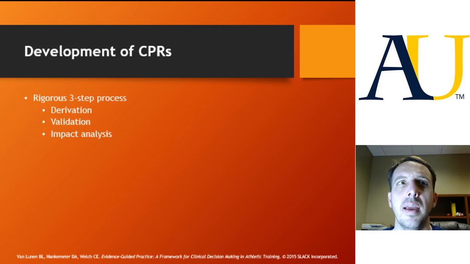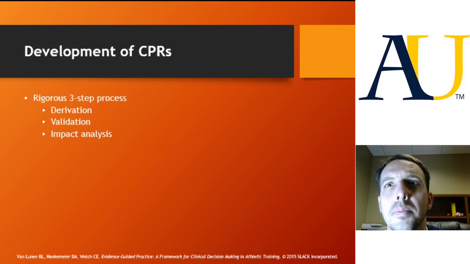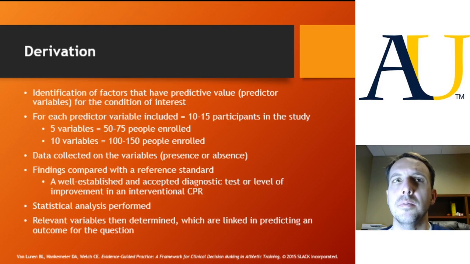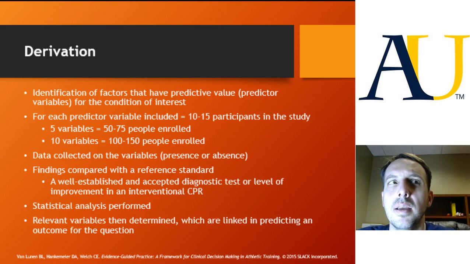And so when we look at these clinical prediction rules, they have a three-step process in how to go about doing it. And the first one is basically the development of this process. And this includes a variety of different ways. And this is basically the foundational process with the creation of the clinical prediction rule.